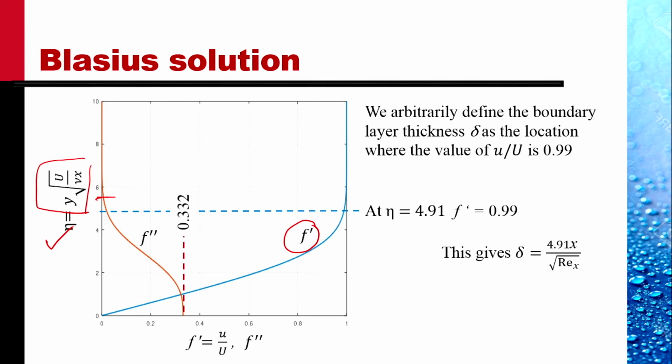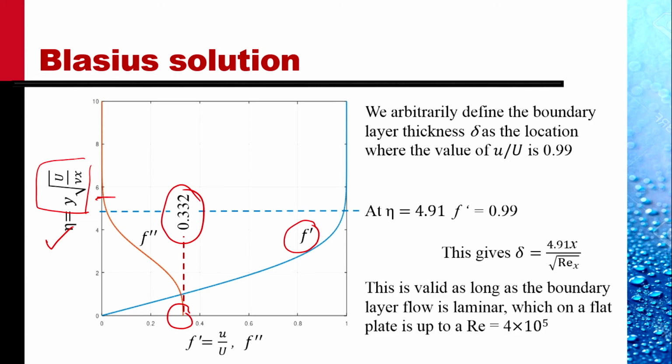The second derivative of f, which would be the first derivative of u, which will be related to the viscous stresses. At the plate, the value of this is seen to be 0.332. From this, we can find out that the shear stress at the plate can be converted into a skin friction coefficient, which is equal to 0.662 divided by under root Re_x. This is valid as long as the boundary layer flow is laminar, which on a flat plate is up to Reynolds number equal to 4 into 10 raised to the 5.